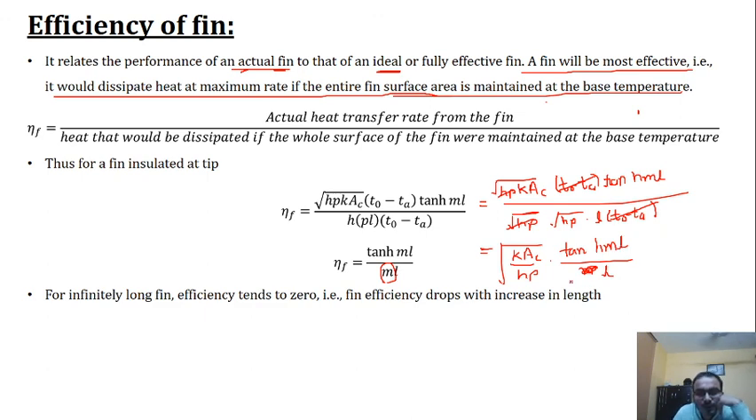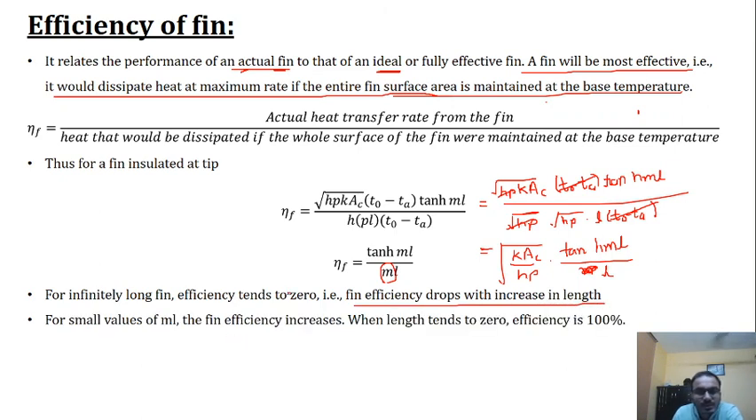So for infinitely long fin, what will happen? As in the denominator we have L, if the fin is infinitely long, the efficiency will be 0. So the meaning is that the fin efficiency drops with increase in length. And the next thing is, suppose the values of ml are very small. If ml is very small, let us say ml tends to 0, the meaning is that tanh ml by ml tends to 1. So the efficiency will be 100%.